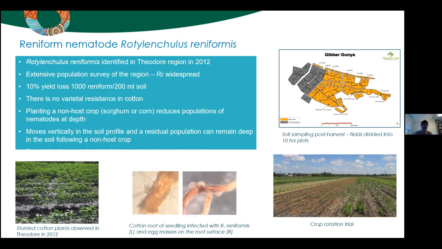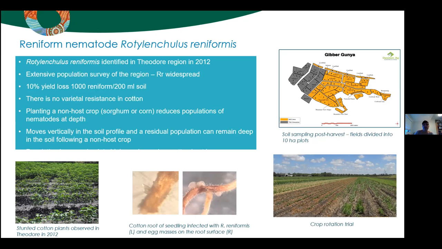There are a lot of root issues in this region anyway that we've noticed. But we brought back some samples because there were these nodules or egg masses on the roots. We gave them to Jenny Coben. She confirmed that we had reniform nematode. And so this was the first case of this nematode in cotton. And thankfully, we've only found it in the central Queensland region and mostly around the Theodore region.